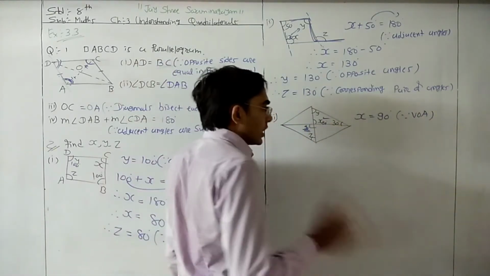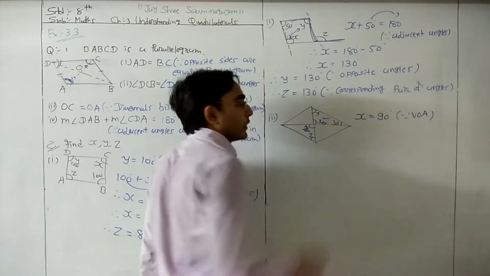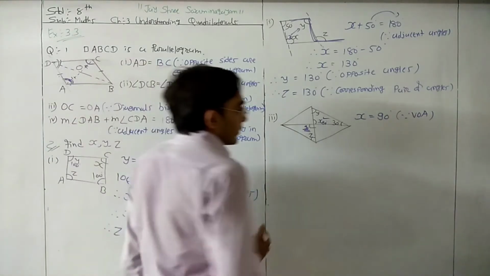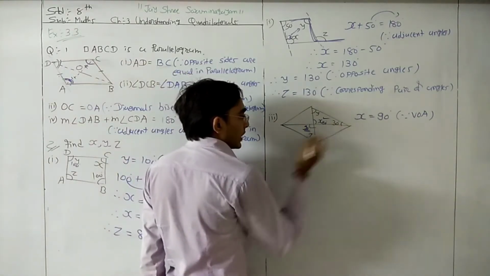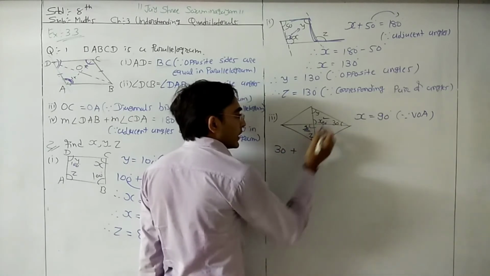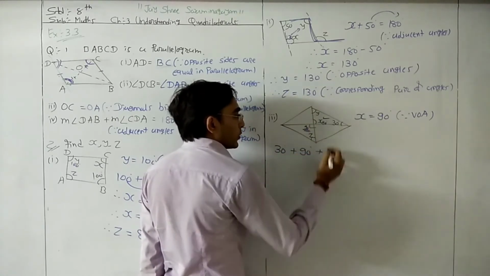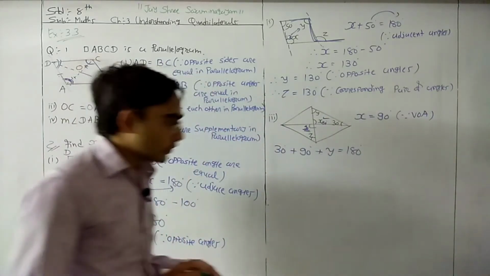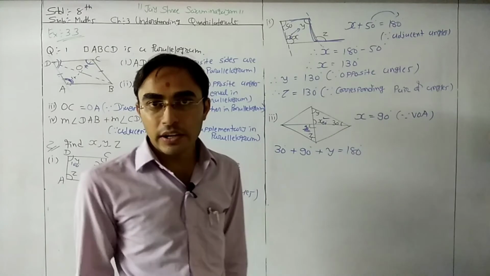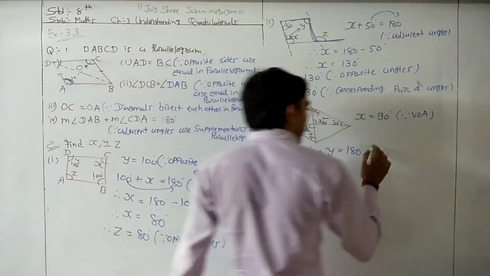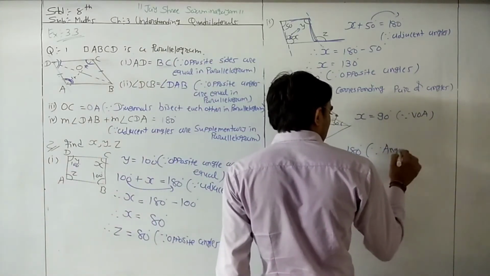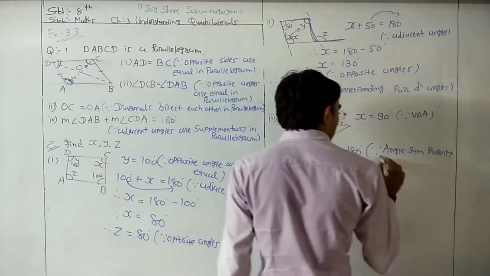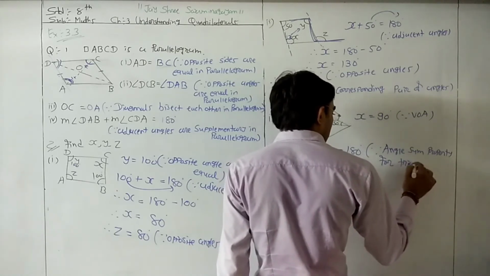In this triangle we know two values, so we can find the third value by using the angle sum property. Here one angle is 30 degrees, one angle is 90 degrees, plus we need to find the value of y, and the addition is 180 degrees, because the sum of interior angles of a triangle is equal to 180 degrees, that we already know. It is the angle sum property for triangle.